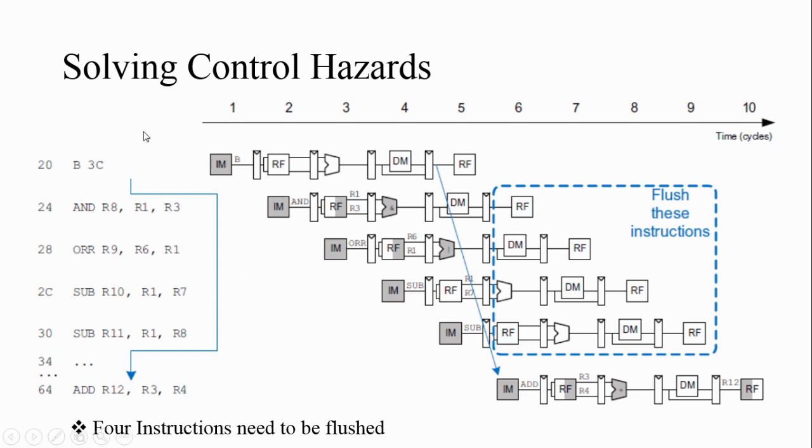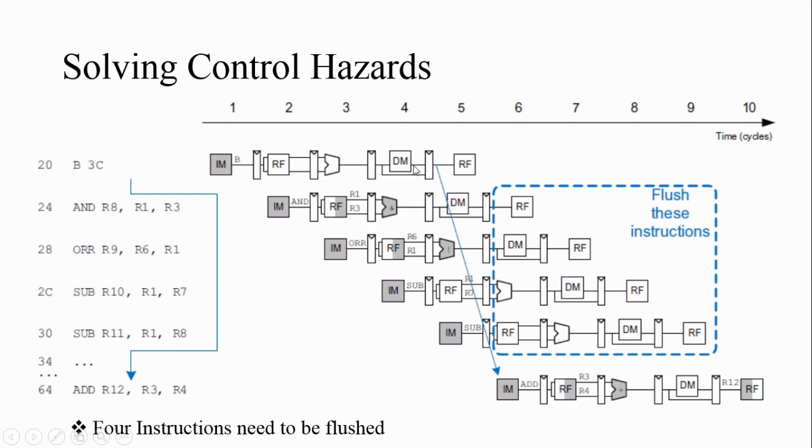For example, take branch 3C. This 3C will be available only at the fourth stage. After completing four stages, the processor will get this address. The next instruction which I have taken has gone through the fetch stage, decode stage, execute stage and memory stage. Like that, in each cycle each instruction may have been taken.